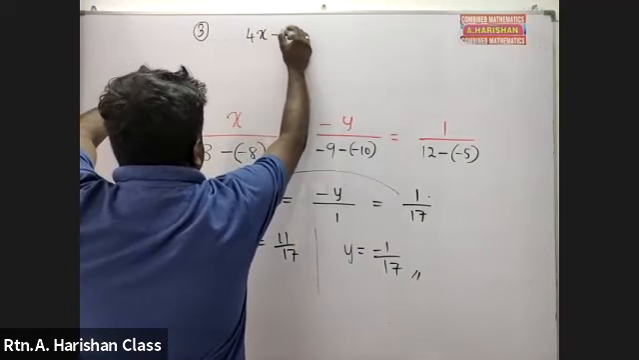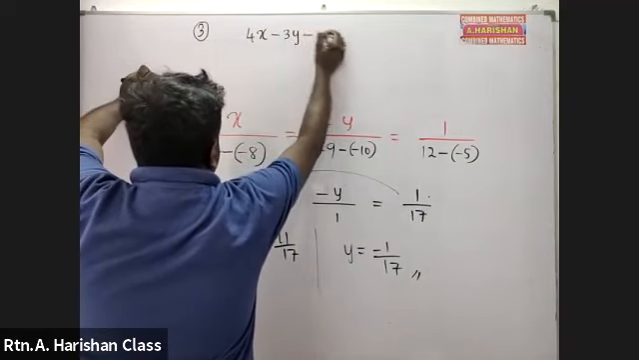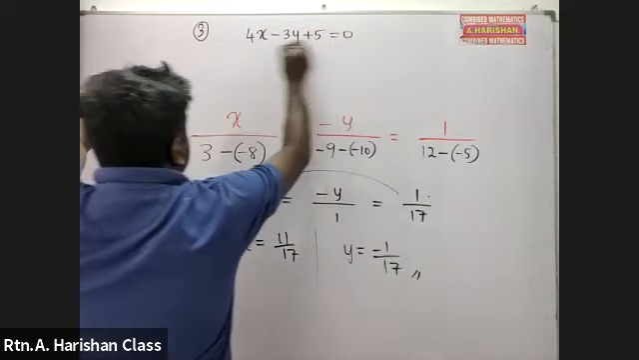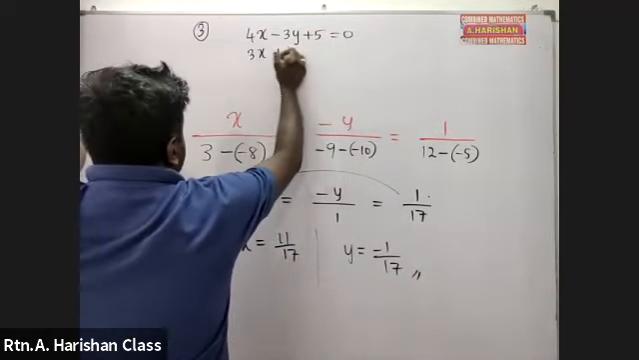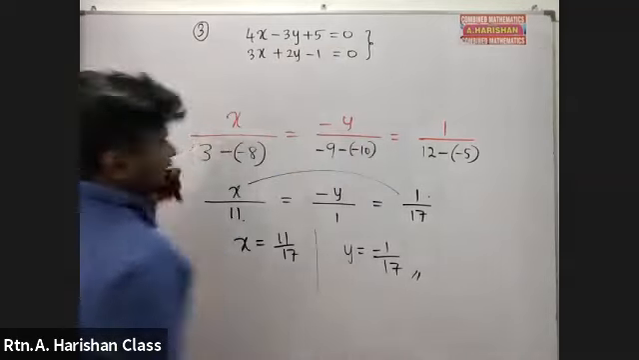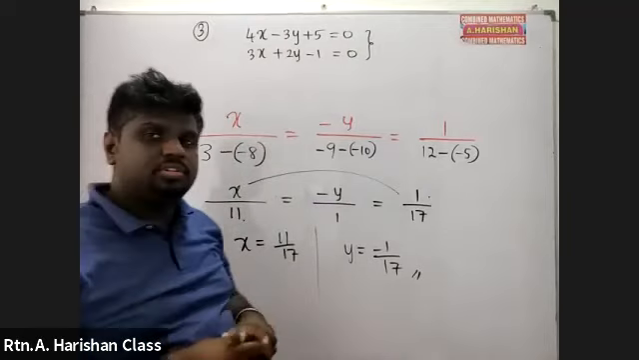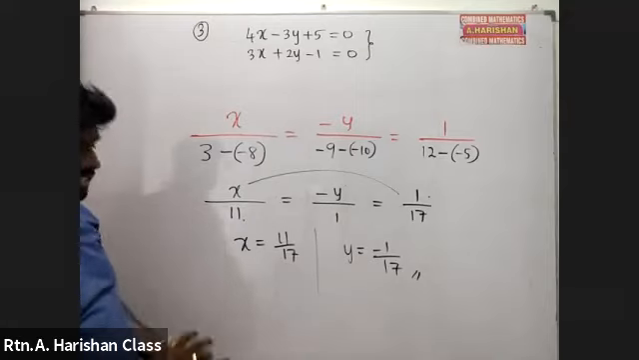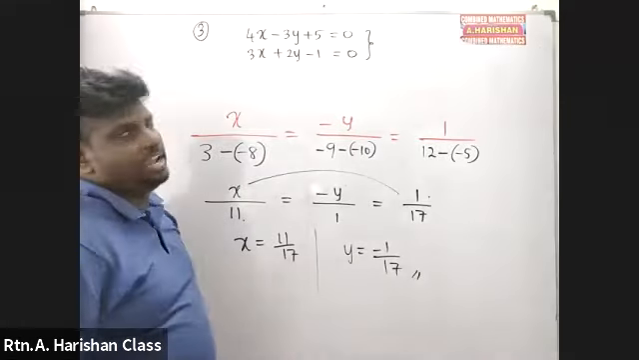4x minus 3y minus 5 equals 0. 3x plus 2y minus 1 equals 0. Let's see how you can do these questions.